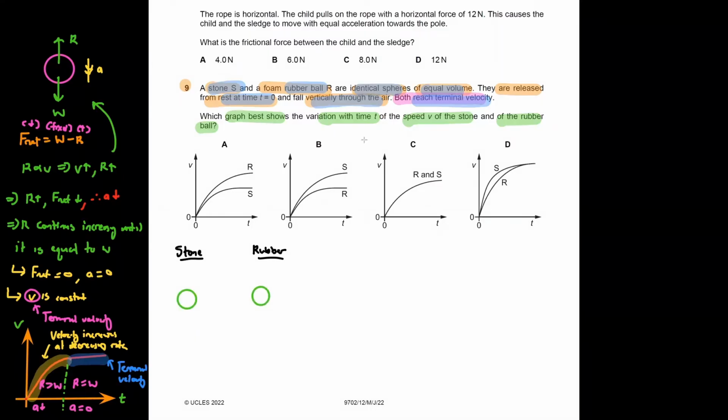Now, the forces that act on the stone would just be the weight of the stone and the air resistance. And then for the rubber, it will be the weight of the rubber and the air resistance. Okay, so we know that for both spheres to fall and achieve terminal velocity, the air resistance must continue increasing until it is equal to the weight.